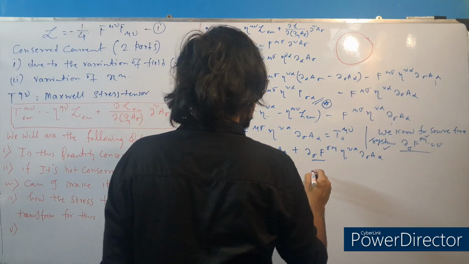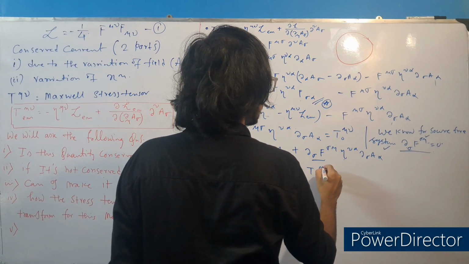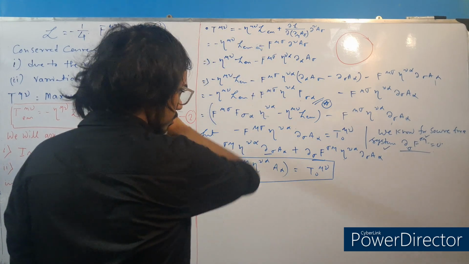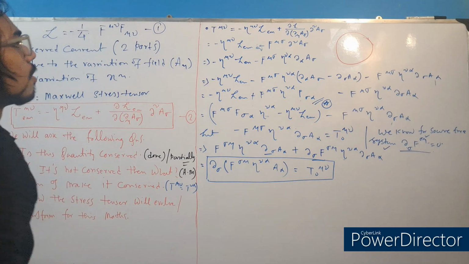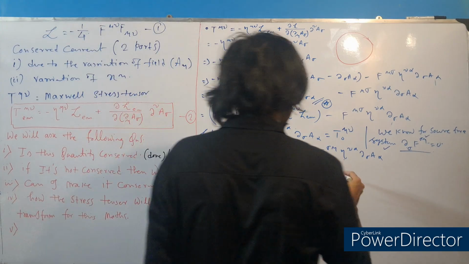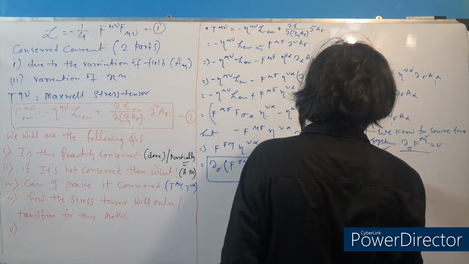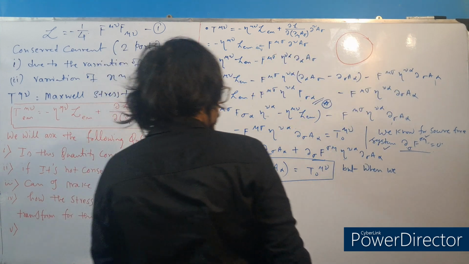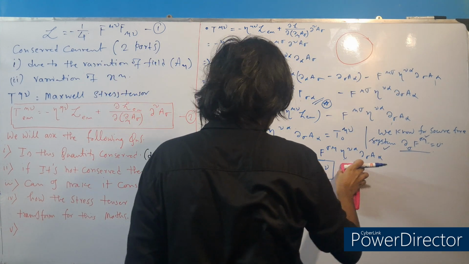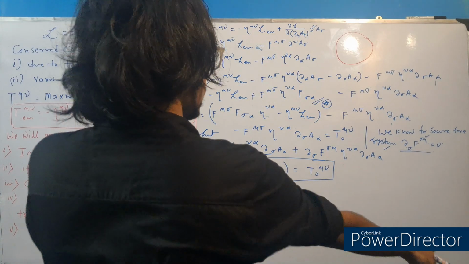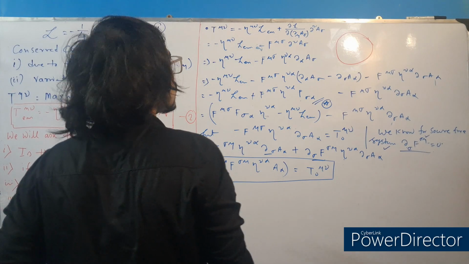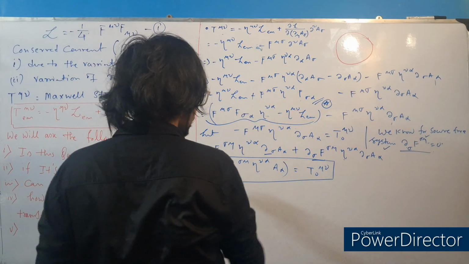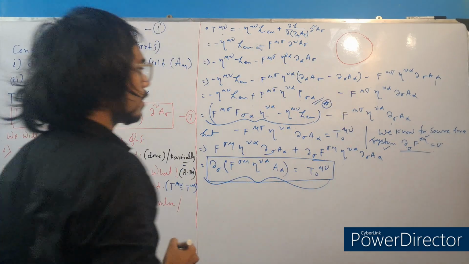So my T0 mu nu is a total derivative. Okay, let us not go in this way. I will try to do the thing in a different manner. So my T mu nu has reduced to this term and this term.